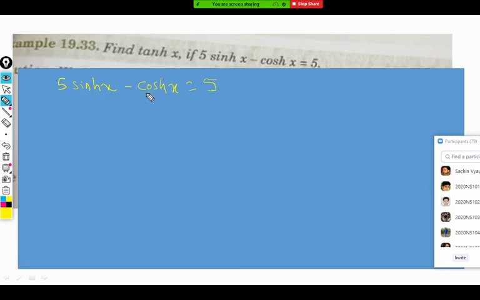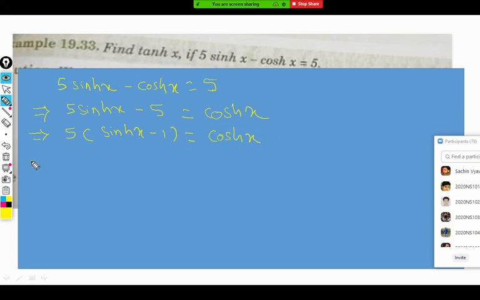So how to convert? We know the formula: cos h square x minus sin h square x is 1. So we have to square somewhere. To make a simple square, you can directly square also, no problem. You square both sides, a square plus b square minus 2ab, that way. Or the best way to square is like this: I will take 5 sine hyperbolic x minus 5, that 5 I will take on this side, it is cos hyperbolic x. So this 5 is common. We say sine hyperbolic x minus 1 is cos hyperbolic x.